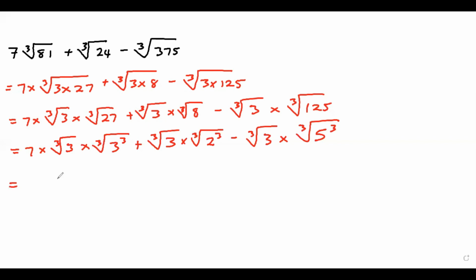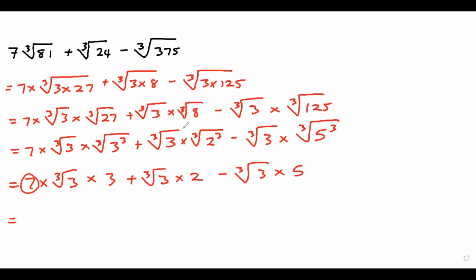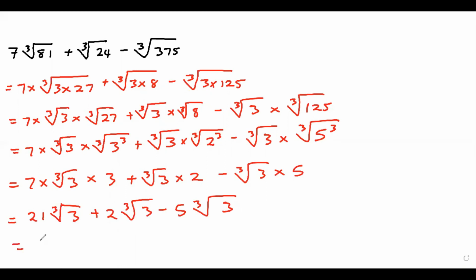So we'll have 7 times the cube root of 3 times 3, plus the cube root of 3 times 2, minus the cube root of 3 times 5. So you'd have 7 times 3, that's 21. So you'd have 21 cube root 3 plus 2 cube root 3 minus 5 cube root 3. So 21 plus 2, that's 23. And 23 minus 5, that's 18 cube root 3.